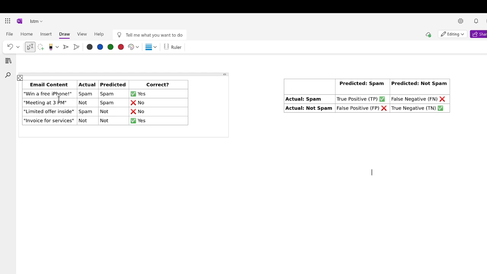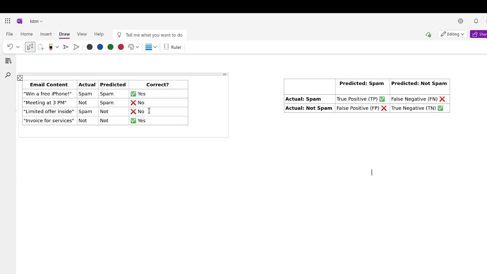For example, "Win a free iPhone" is obviously spam. "Meeting at 3 p.m." is actually not spam. "Limited offer inside" is spam. "Invoice for services" is not spam. So the model predicted this "Meeting at 3 p.m." as spam, which is incorrect, while it was not spam. The next one was correctly predicted. Then "Limited offer inside", again we predicted as not spam, but it's actually spam, so it's classified incorrectly.